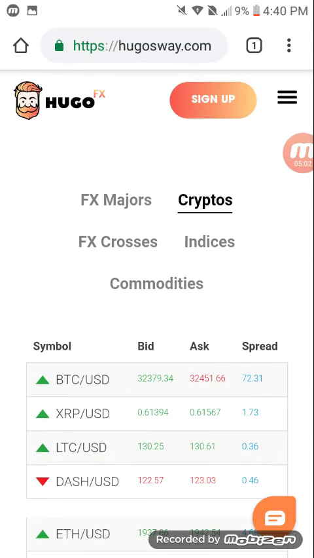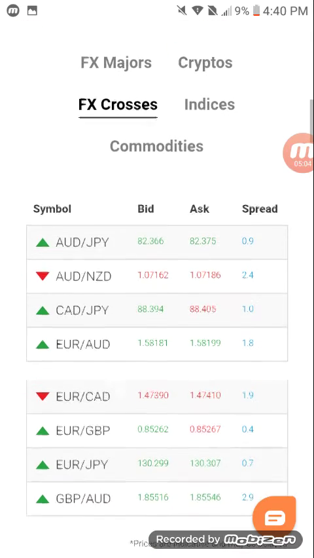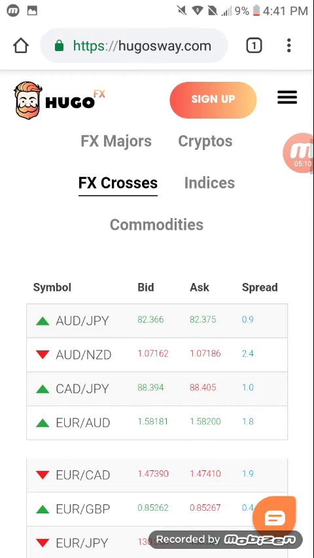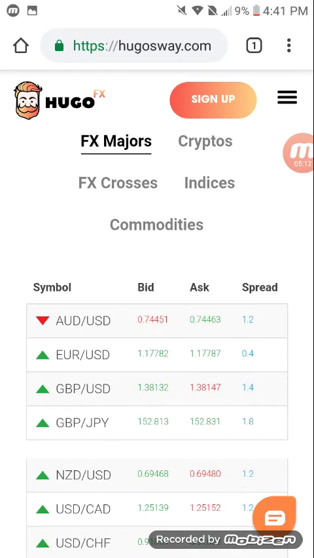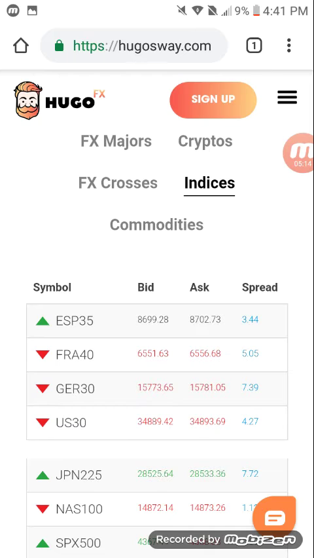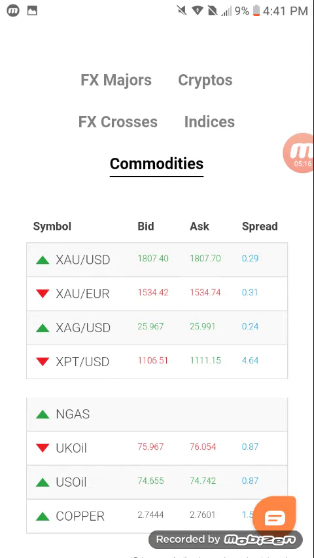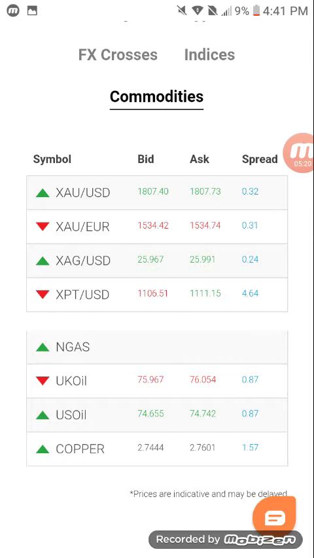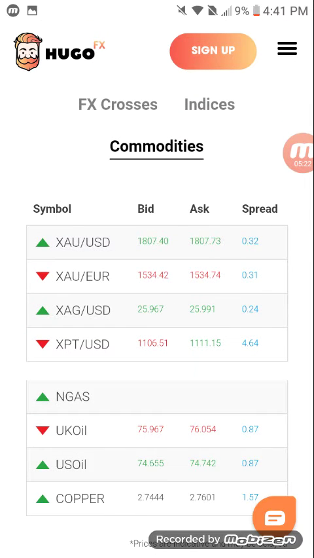So they have even cryptos and FX currency crosses. The FX crosses move pretty good, like all the JPY/USD. I don't really trade those, we just trade FX majors. I'm just showing you the other stocks and commodities that they have, commodities such as gold. Even gold compared to gold XAU/USD.